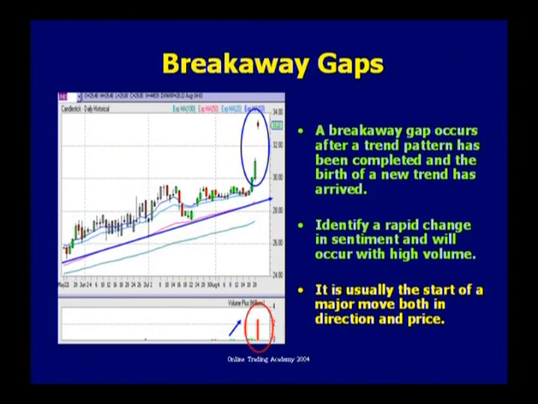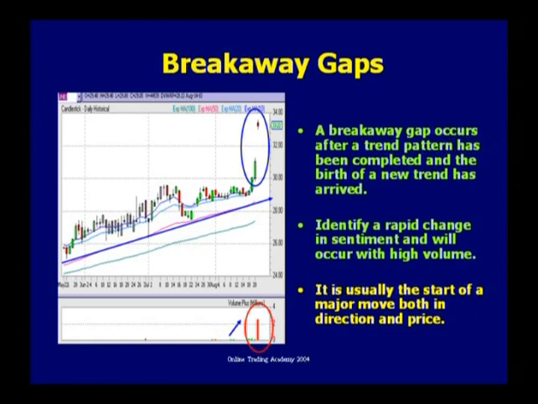Now, here's the breakaway gap, okay? A breakaway gap occurs after a trend pattern has been completed and the birth of a new trend has probably arrived, okay? What does it say up there? Has arrived. I said probably arrived. It identifies with a rapid change in sentiment and usually will occur with extremely high volume. It is usually the start of a major move in a new direction and new price.